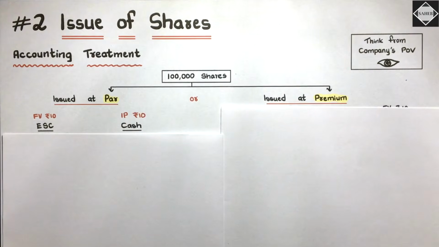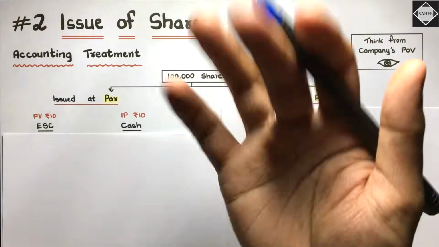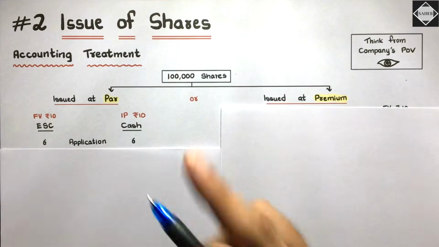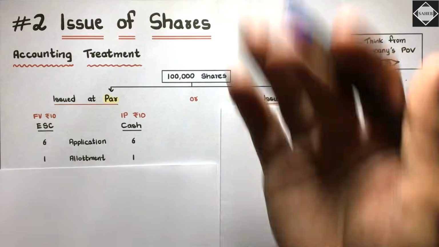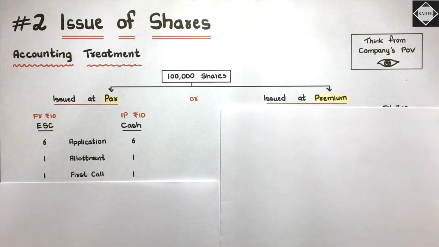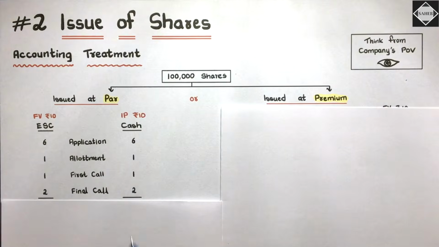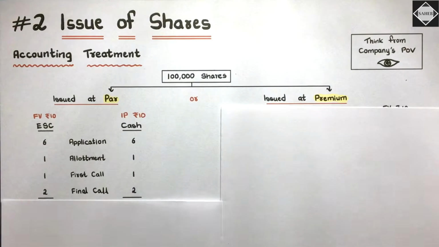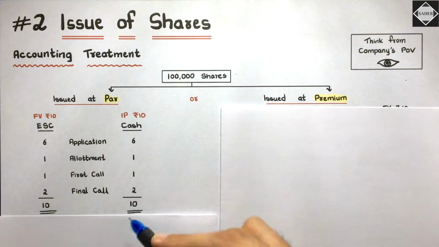Okay. So let's just say, for example, we are asking the money from the public in installments, in stages. On application we have asked give us 6 rupees. On allotment we said give us 1 rupee. On first call we said give us 1 rupee. On final call we said give us 2 rupees. So if you add all this, 6 plus 1 plus 1 plus 2, that is equal to 10 rupees. All 10 rupees is received in stages, right?